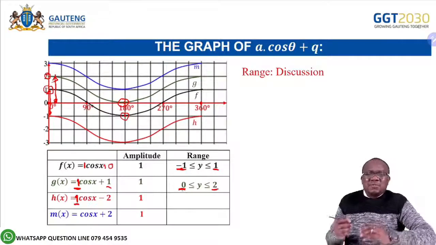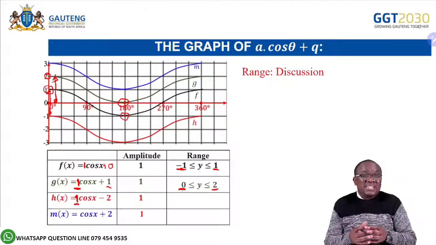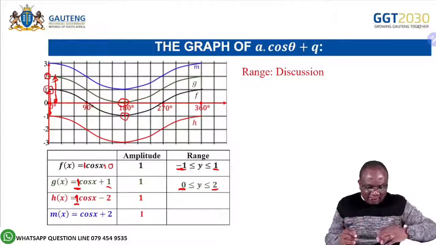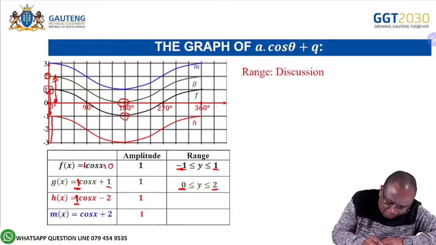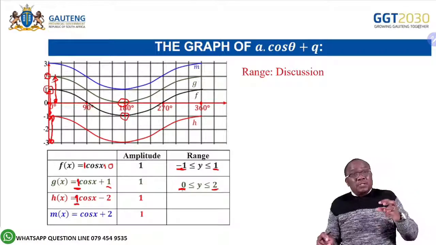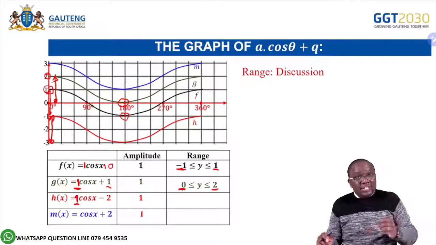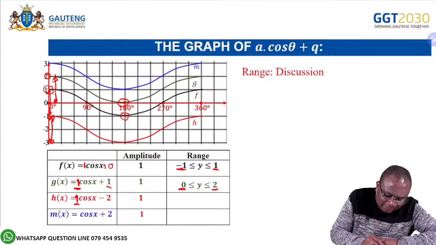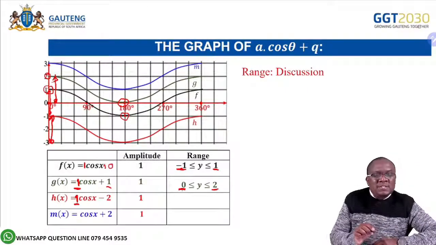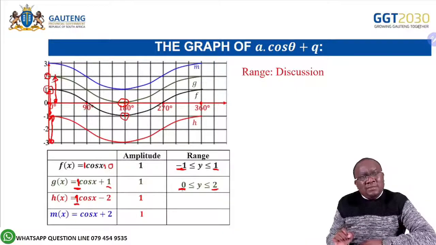graph. Sometimes you don't even need to use these complicated things. Just go straight to the graph. If you check the red graph here, the range is from, because negative 3 is included, negative 1 is included. So the range here is from negative 3 up to negative 1. So it means y is greater than or equal to negative 3, but less than or equal to negative 1.